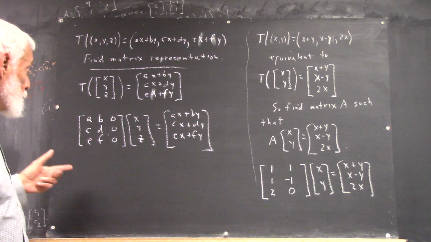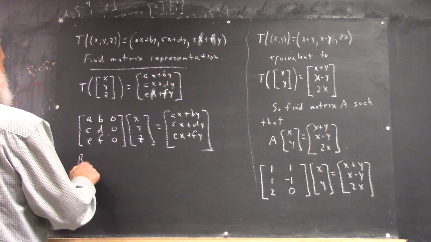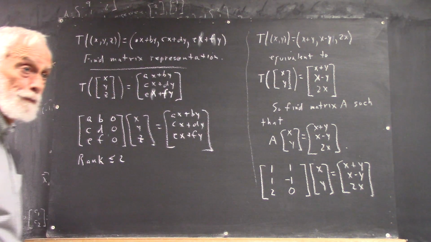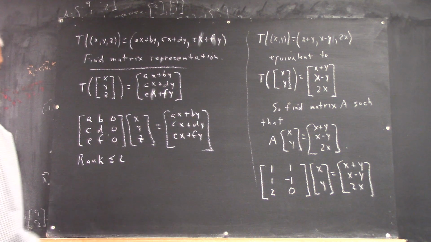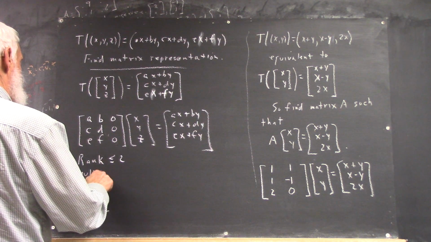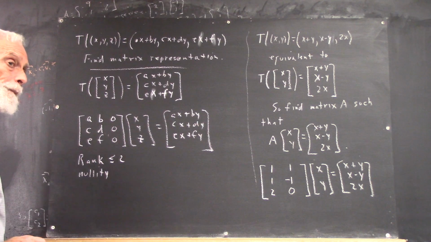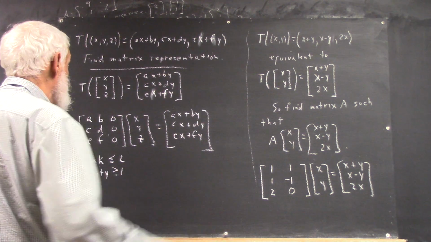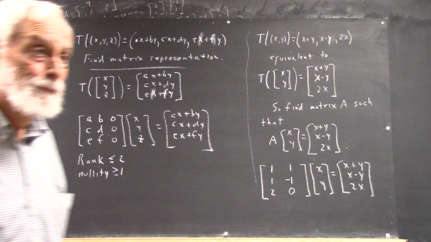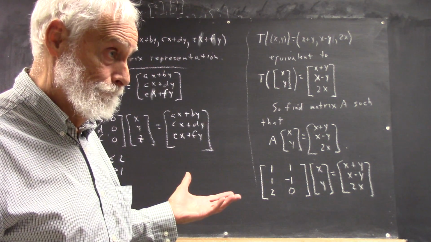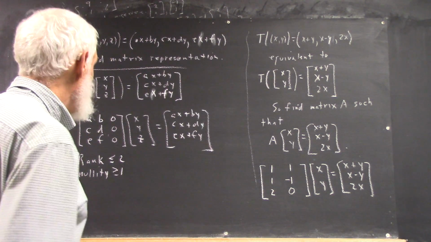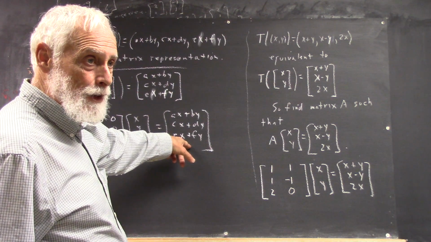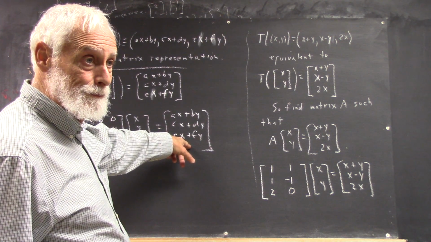Okay? So the rank is less than or equal to 2. Okay? Nullity. What can you tell me about the nullity? Greater than or equal to 1. Yeah, it's greater or equal to 1 because the rank plus the nullity has to equal 3. Okay? Clear? Which means that the dimension of the vectors that you get over here can only be 2. Okay?